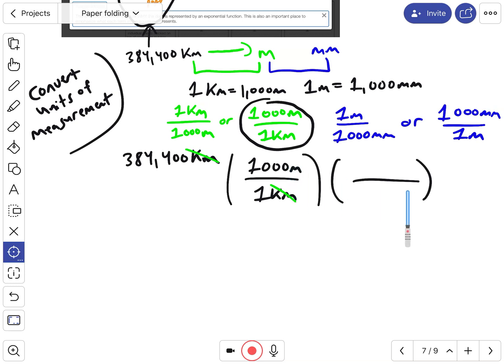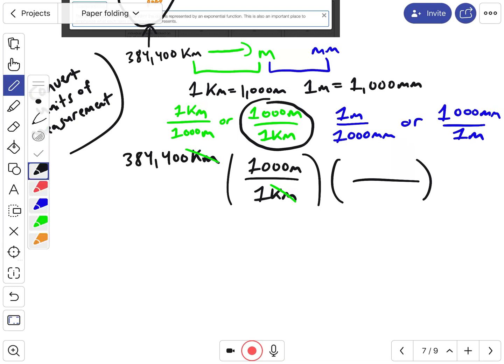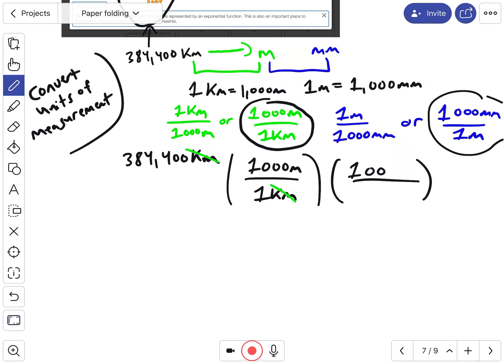This meters is on the top, so we need the meters on the bottom. This one has millimeters on the bottom, so we're going to use that one over there. This one would allow us to cancel out the meters. Okay, so in this case the meters cancel out, and now we're left with what we wanted: our final millimeters, right? So we went from kilometers to meters here, and then meters to millimeters now.